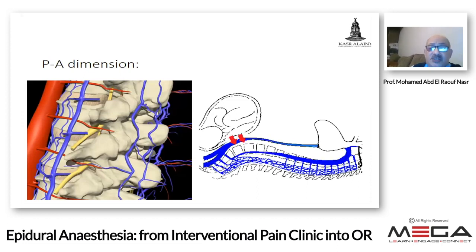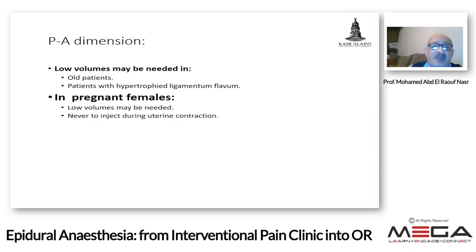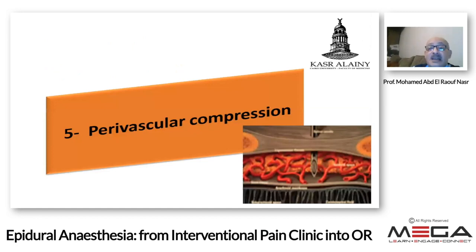So there is a great difference in this cranial spread, and we have to suspect a higher cranial spread, especially during obstetrics, where there is a uterine contraction, compression on the inferior vena cava with engorgement of the veins. So for that purpose, we highly recommend using low volumes in all patients. And if you diagnose a hypertrophied ligamentum flavum on MRI done before operation, in pregnant females, we have also used low volumes, and you must never inject during uterine contraction, to avoid serious complications and a very high level.